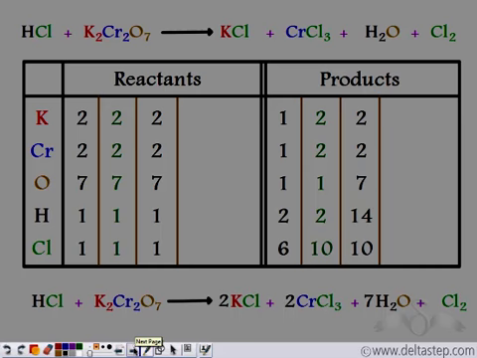Let's balance hydrogen. Here we have only one atom, that side 14. So how can we balance this? We take 14 molecules of HCl. So when we take 14 molecules of HCl, this remains the same. Since we have not changed potassium, chromium and oxygen, hydrogen atoms now become 14 and chlorine atoms now become 14. No change on the product side.